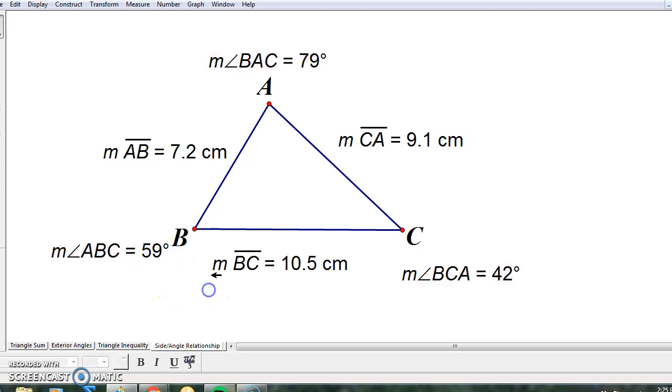Specifically, if we find our largest angle, which is this one currently at 79 degrees, and then we find our longest side, we see that it's over there. So the largest angle is always going to be opposite the largest side. And if we look at the smallest angle, which in this case is 42 degrees, and then find our smallest side, we see that it is also opposite that one. So bottom line, the principle is that the smallest angle is always opposite the smallest side, and the largest angle is always opposite the largest side.